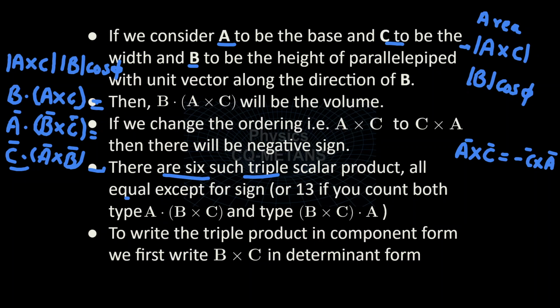So we get 6 triple scalar products all equal except for the sign, or 13 if you count both. A dot, now dot products are commutative. So if I write A dot B cross C or B cross C dot A, it is one and the same. So if we do so, we get 13 such types.